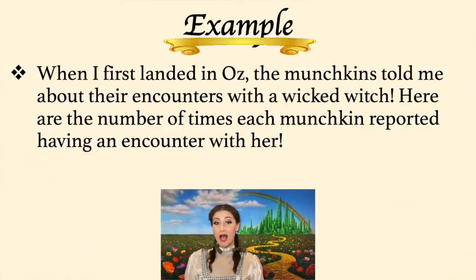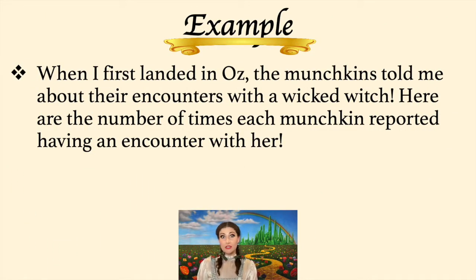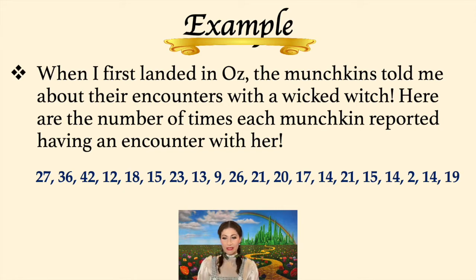So we've talked about a lot of different calculations. I think it's time that we try it together. Let's consider this example. When I first landed in Oz, the Munchkins told me about their encounters with a wicked witch. Here are the number of times each Munchkin reported having an encounter with her. So taking a look at this data set, we can see scores 27, 36, 42, 12, 18, 15, and so forth. So let's try to find all of the measures of dispersion for these data.